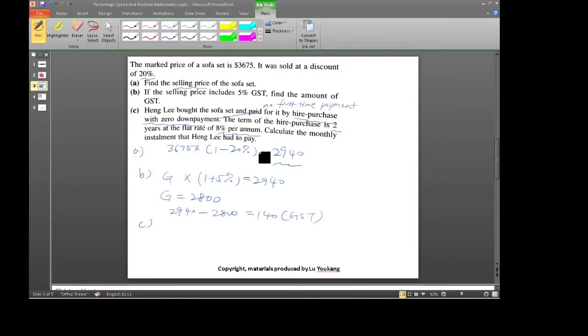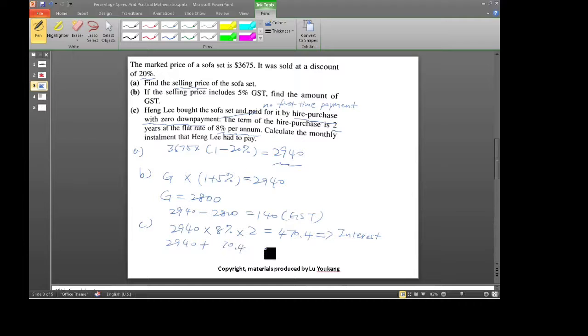So what it means is, in these 2 years there are 24 months, and the flat rate of 8% per annum is applied to the price of this sofa set. So the price of this sofa set is $2,940. So 8% per annum, and for 2 years. Therefore, you multiply them together, you will get $470.40. That will be your interest.